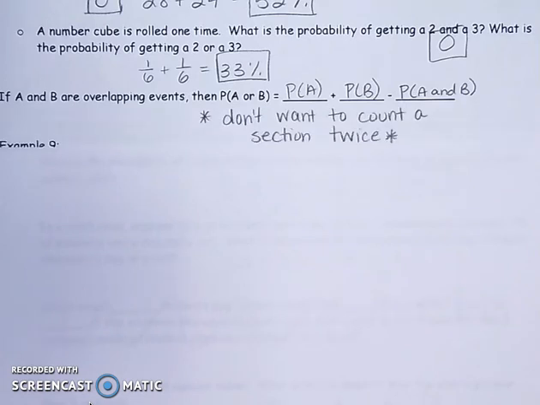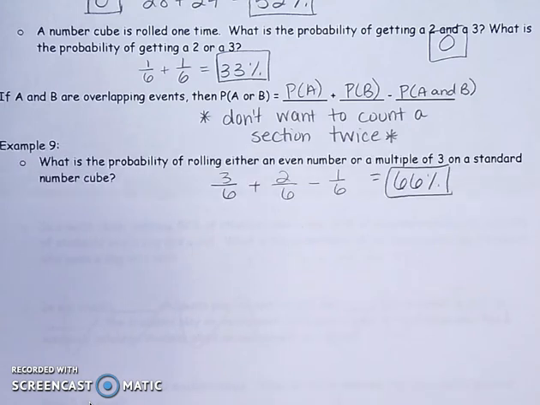If there are overlapping events, you still add because it's an or, but you have to subtract the overlap. So for example, if we're polling the class and we're talking about boys and girls and we break it down by the color of shirt that they have on, and you want to know the probability of picking a female or the probability of picking someone wearing green, you can't count the females that are wearing green twice. You're only allowed to count them once. So probability of A would be the probability of picking a female. Probability B would be picking someone wearing green, but then you would subtract out the females that are also wearing green. So we don't count them twice.